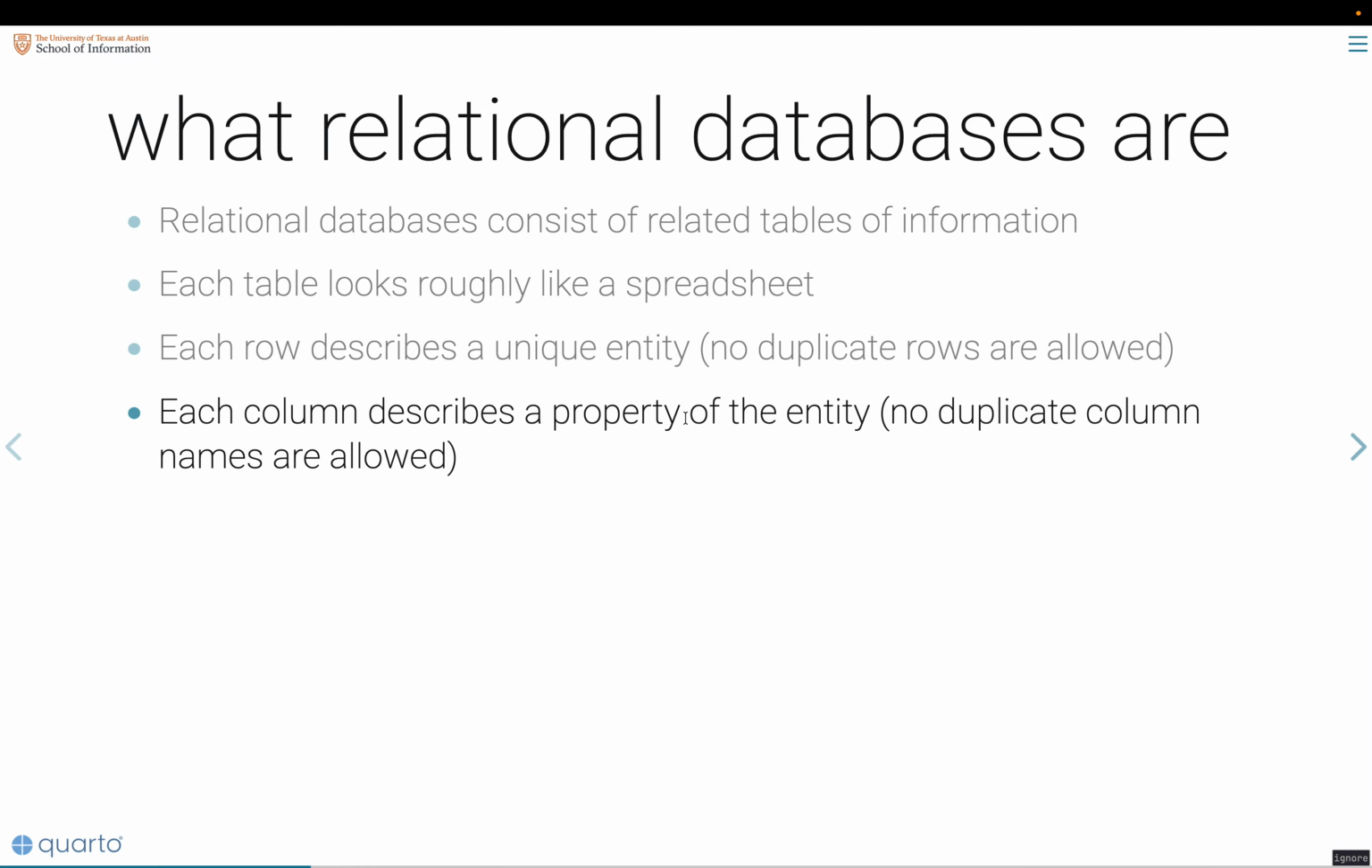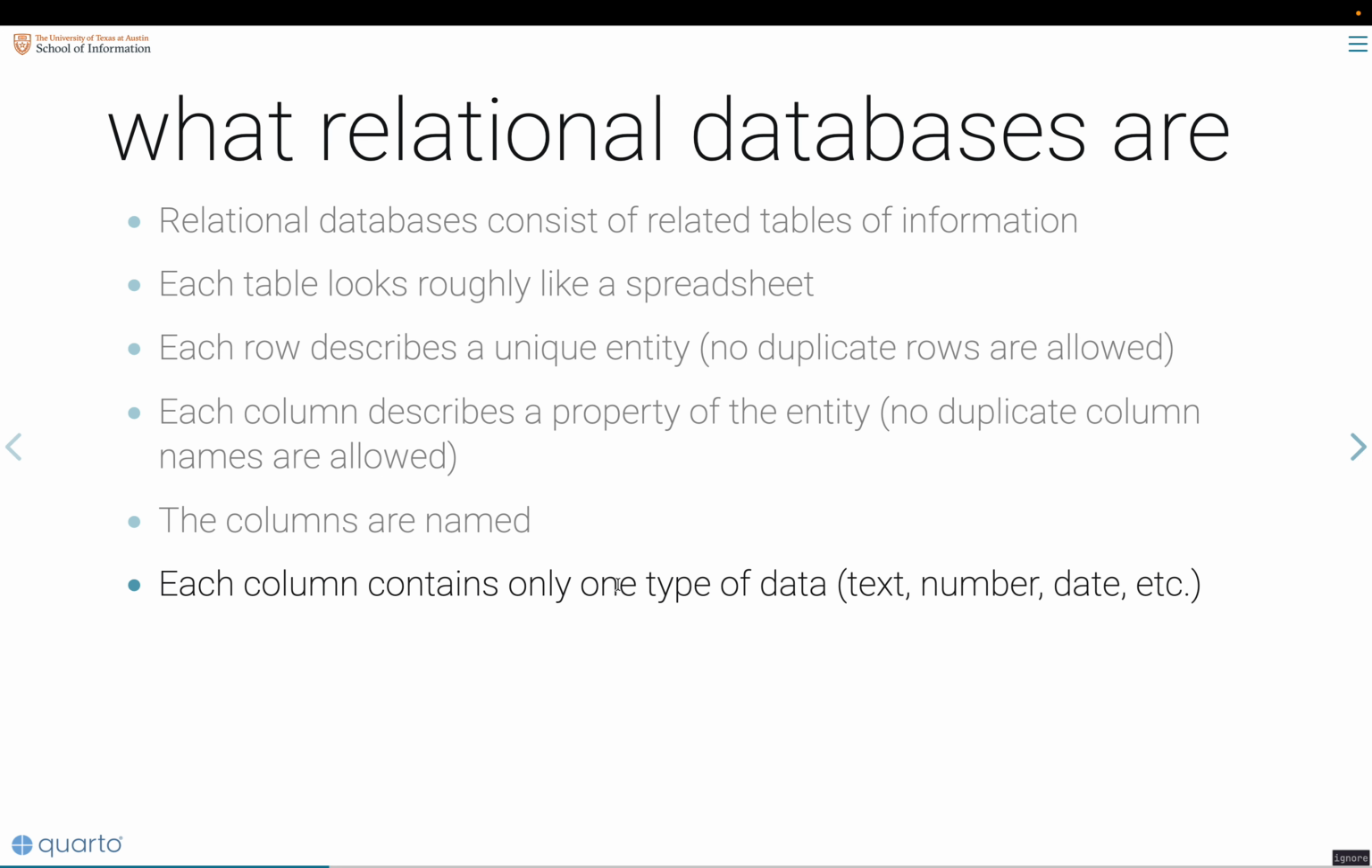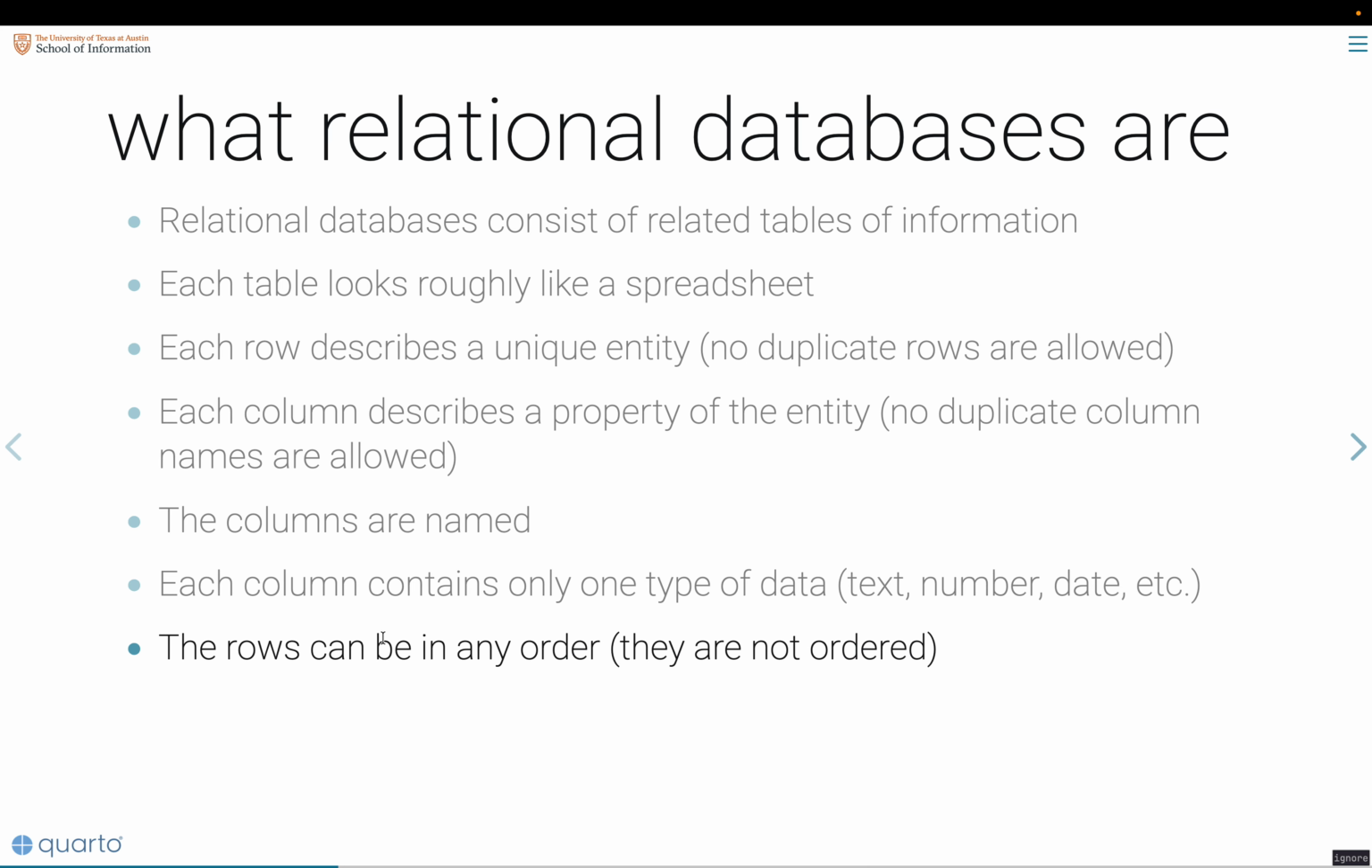Each column describes a property of the entity, and no duplicate column names are allowed according to the relational model, and most software does enforce that. And the columns are all named, so an unnamed column obviously would invite duplicates. Each column contains only one type of data. It can be a type of text, a type of a number, a type of a date, and so on. There are many kinds of dates, many kinds of numbers, and many kinds of text. And the rows can be in any order.